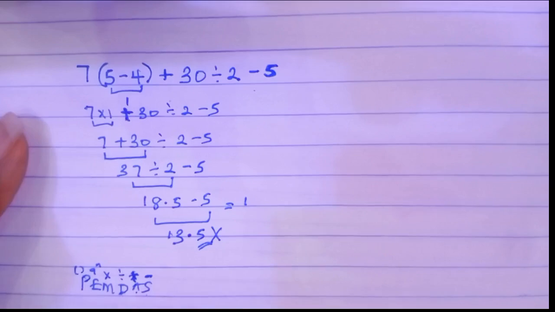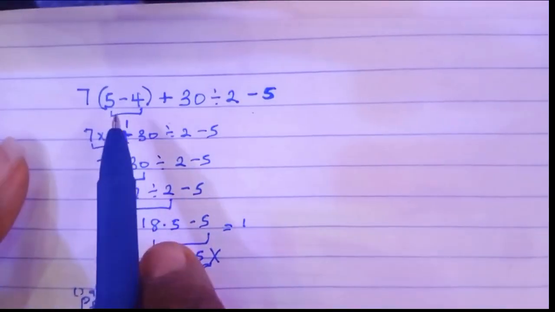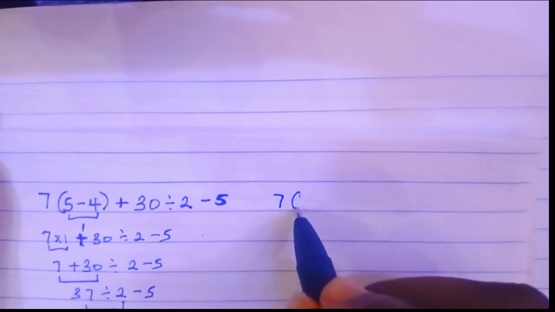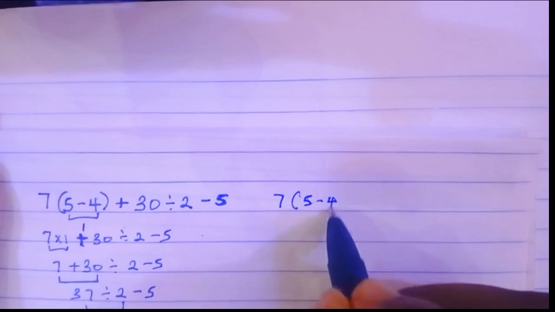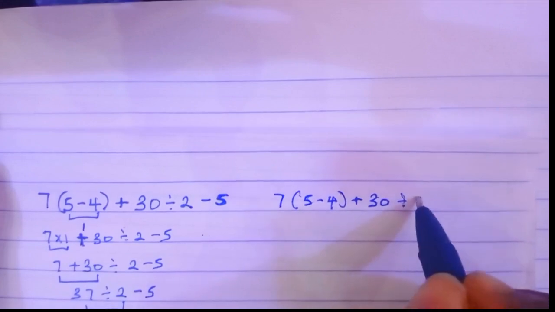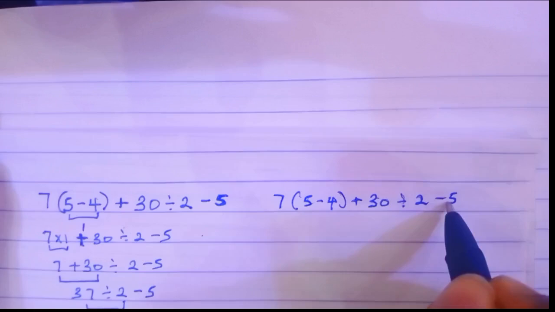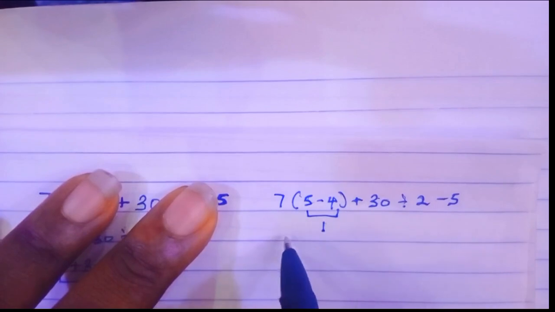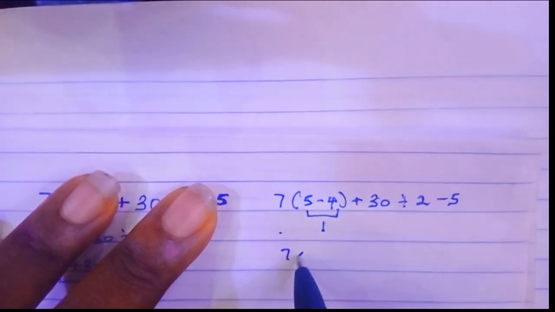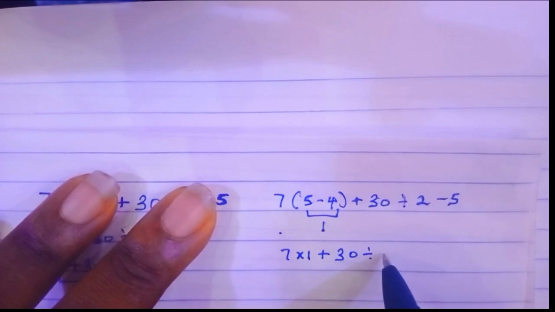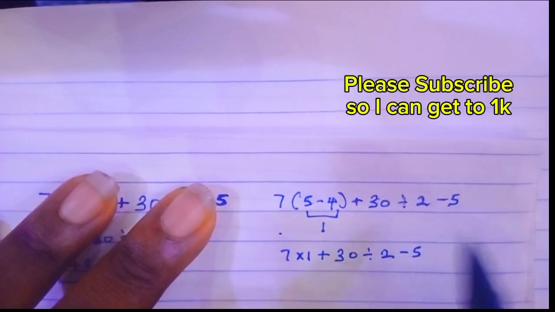Alright, so here, if you watch, we have parenthesis here, so we're going to solve it first. So we're going to have bracket 5 minus 4 plus 30 divided by 2 minus 5. So solving it first, we have 1 here, which gives us 7 times 1 plus 30 divided by 2 minus 5.